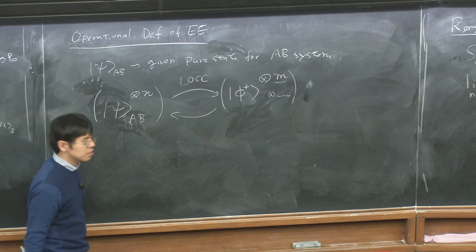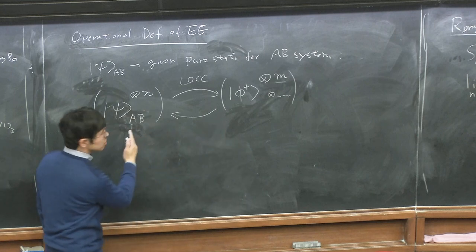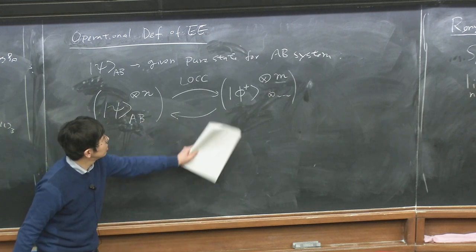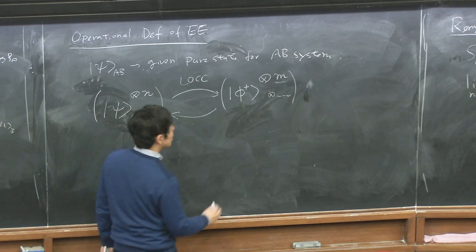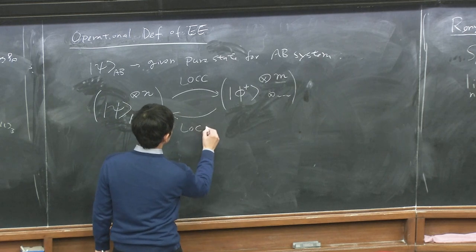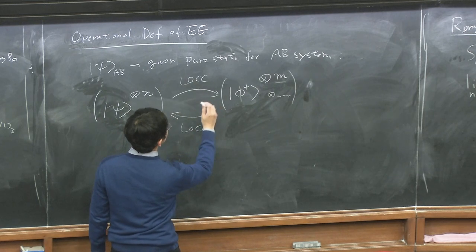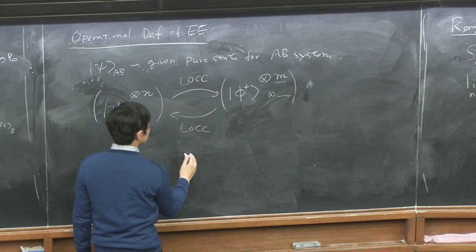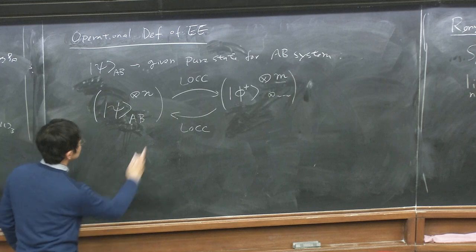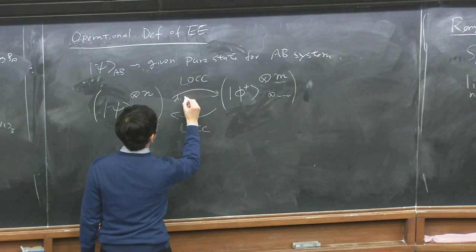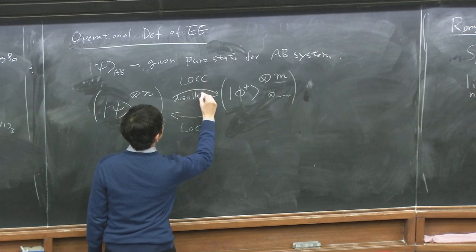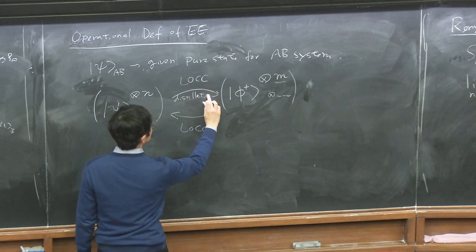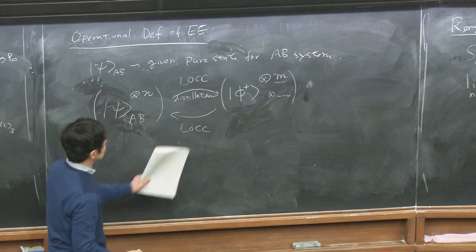And also, we have to ask the following thing. Like thermodynamic equilibrium, we should be able to reproduce the same state from some number of EPR pairs. So this part is called distillation. Distillation of EPR pairs, Bell pairs. And this is actually formation.